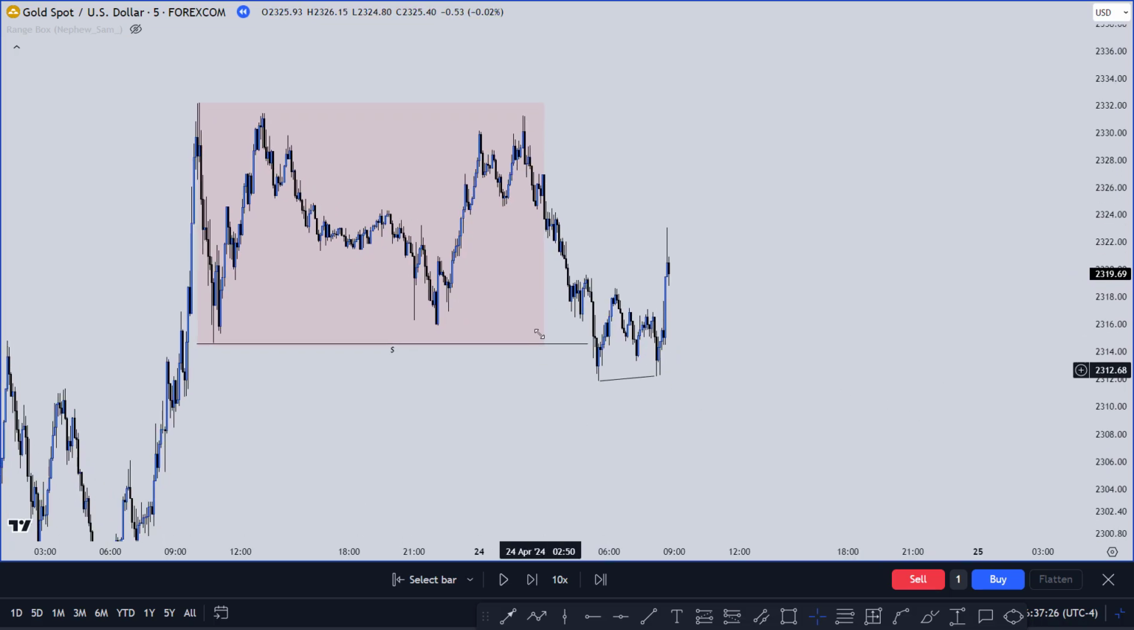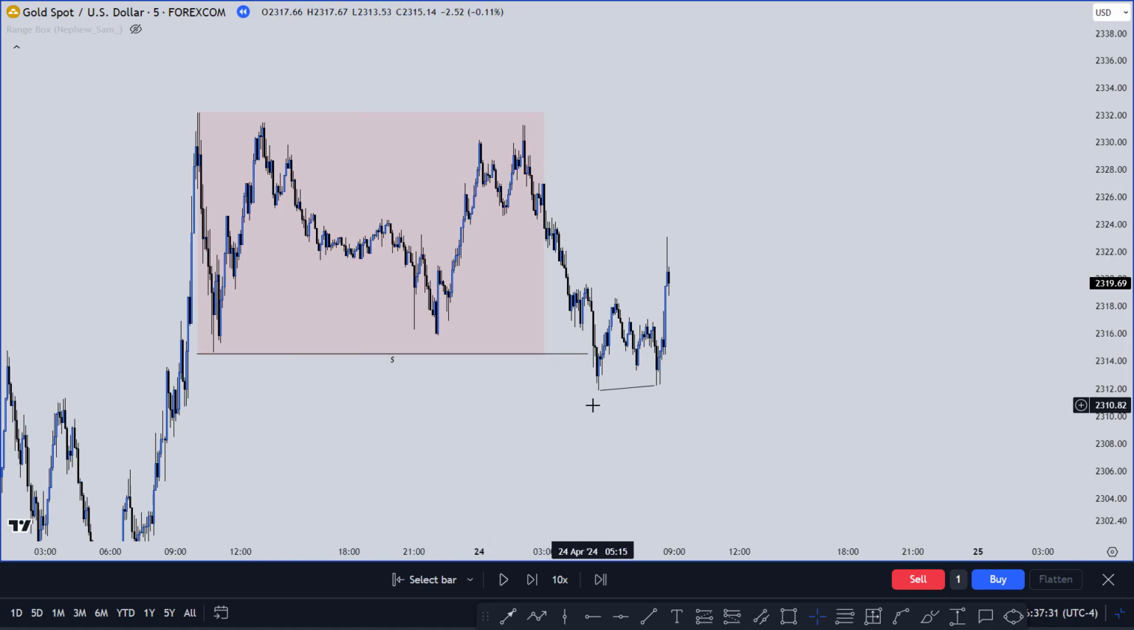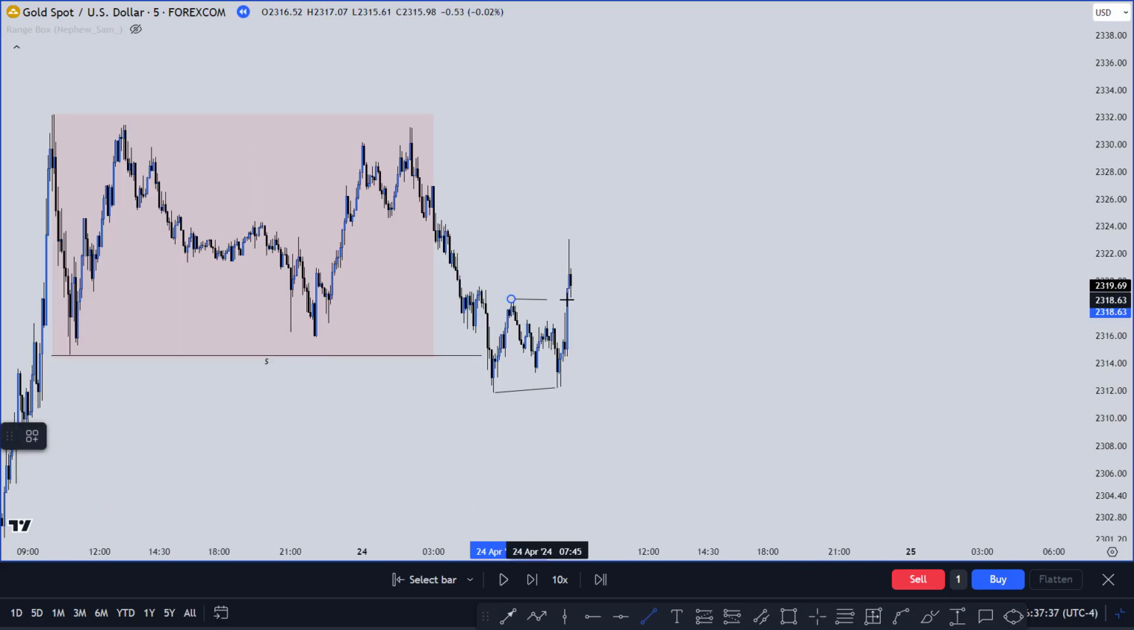But for now, as you can see, price gave us a liquidity sweep. This is one of our patterns, right? Price gave us a liquidity sweep and then came back and then gave us a failure swing. So this right here has become our mitigation block.